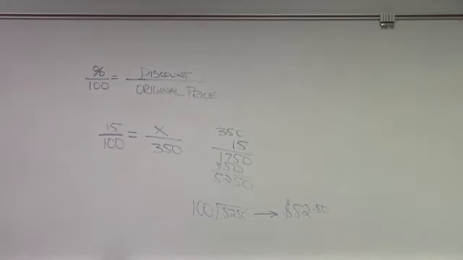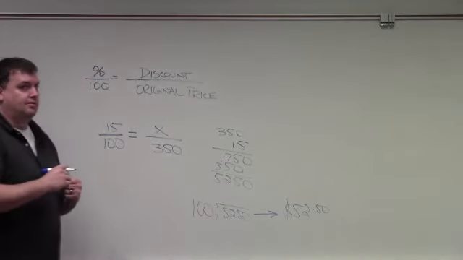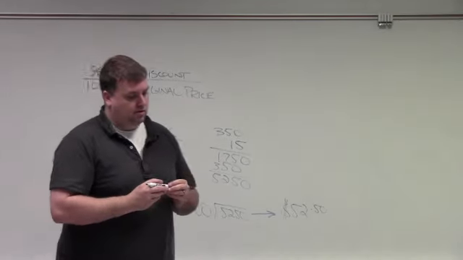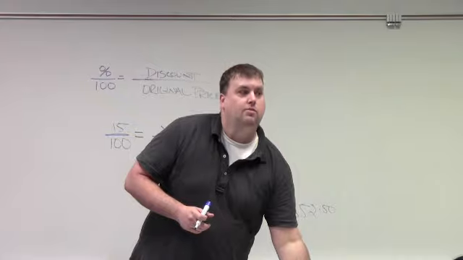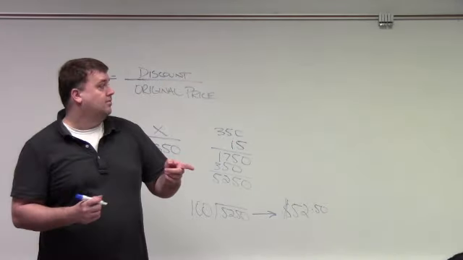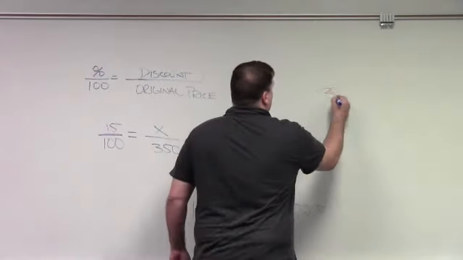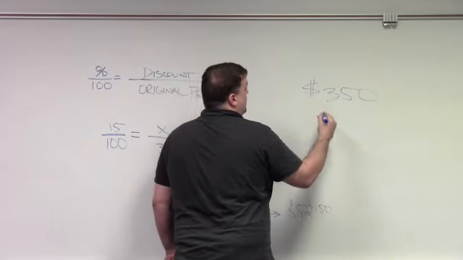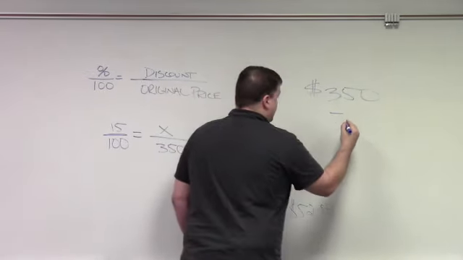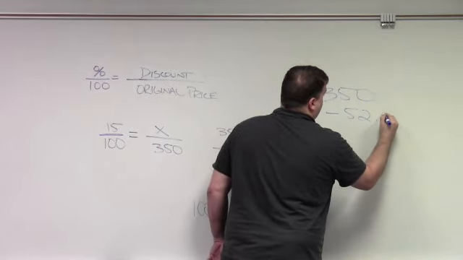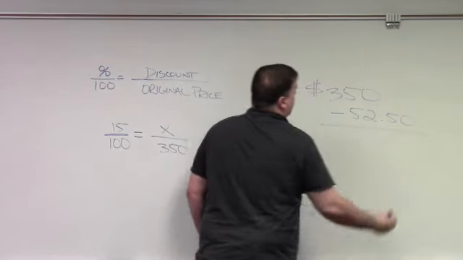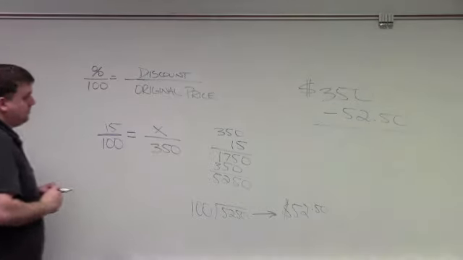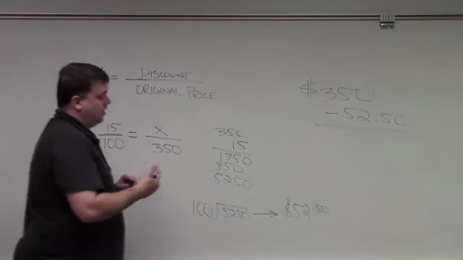Now that's the discount. How would I find the sale price? We would subtract it because it's a discount. If it's a discount, you don't want to pay more than the original price. So I need to subtract 52.50 from the original price, and that'll give me my sale price.